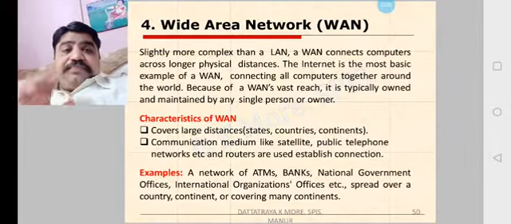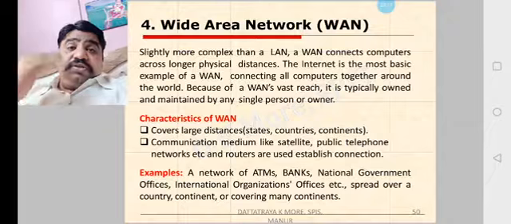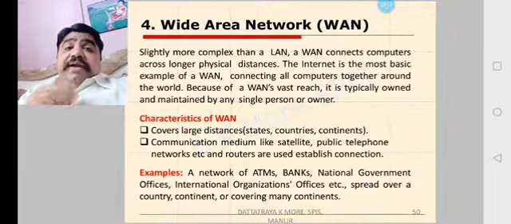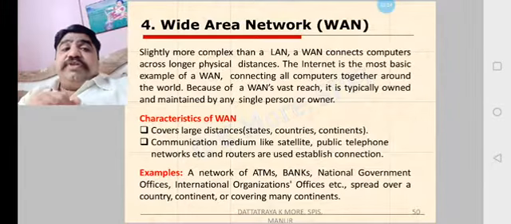Characteristics of WAN. Let's see. It covers large distances like states, countries, continents, all over the world, you can say. The communication medium is like satellite, public telephone networks, etc., and routers are used to establish the connection.